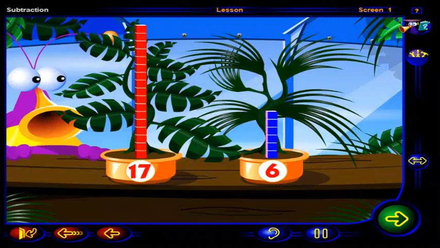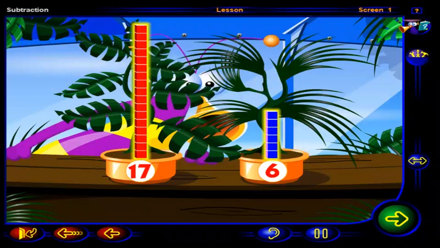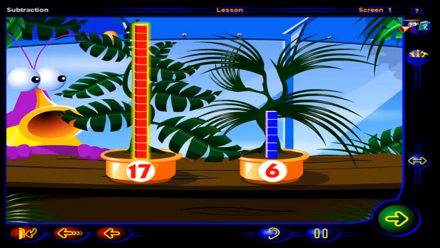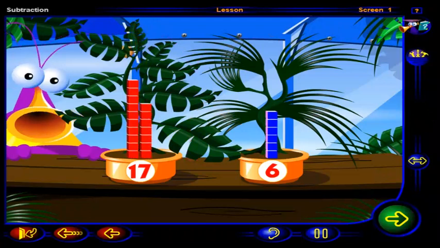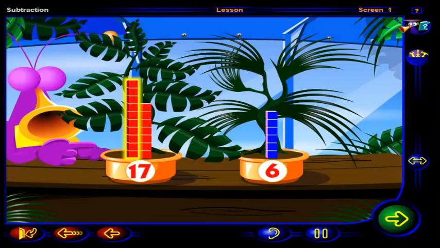Well, we can see that there are more red blocks than blue blocks, but it's still hard to see how many more red blocks there are. Click on this stack of red blocks. Now that's better. These 17 red blocks are stacked in this group of 10 and this group of 7.